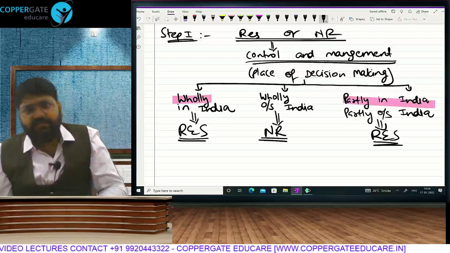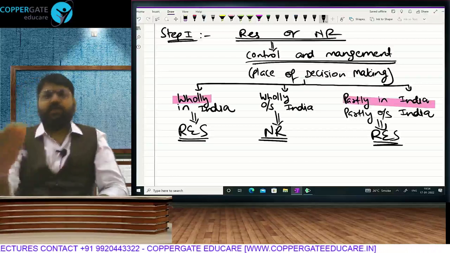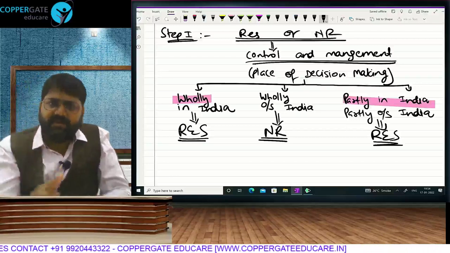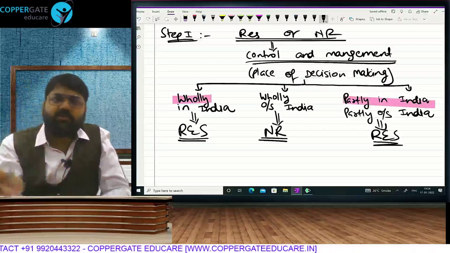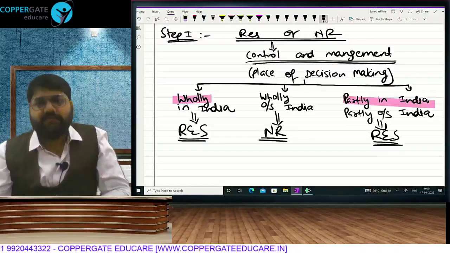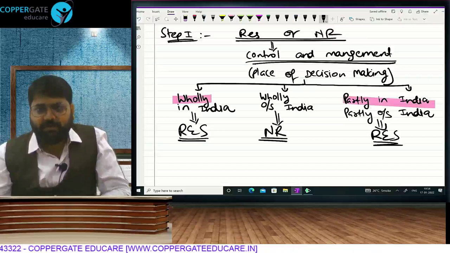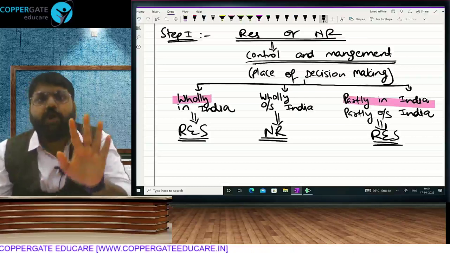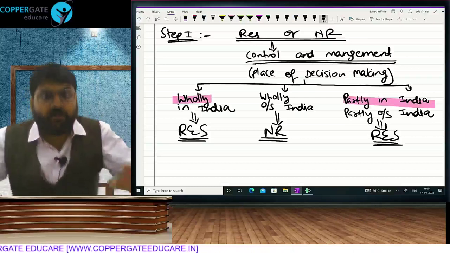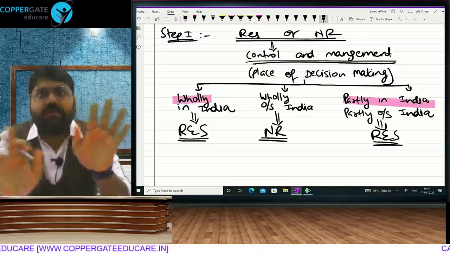On the basis of that, if they find out anything is done in India and you have given false information, then they will treat you as a resident. They will take tax also, and for giving false information, there will be interest, penalty, prosecution also. So they will not come and check where your decisions are taken. If your question is, sir, how will the government come to know? They will not come and check.